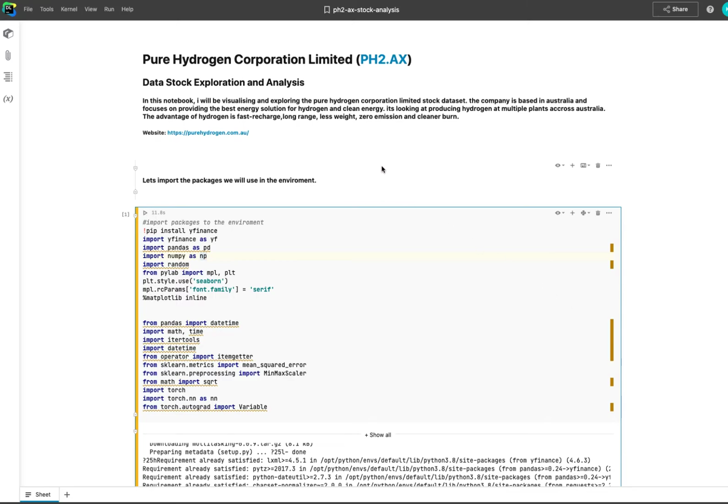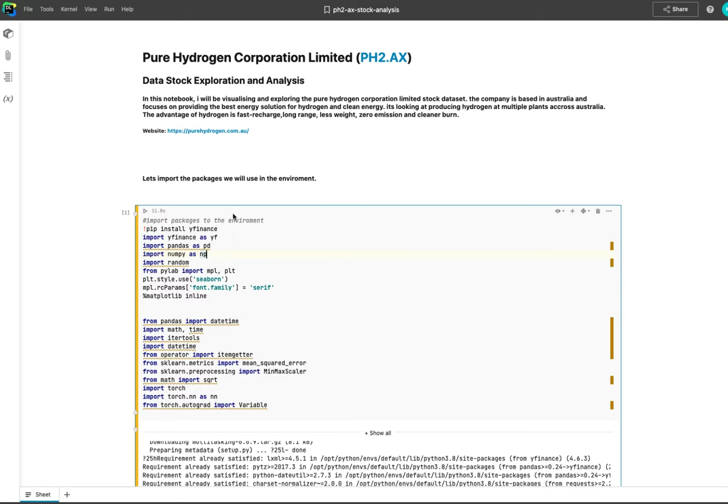So I decided to make a notebook and explore this stock, the Pure Hydrogen Corporation Limited, and I found really awesome information. Okay, so this stock is based in Australia, and it focuses on providing an awesome solution for hydrogen and clean energy. It's looking to produce hydrogen plants all across Australia. And the advantage of hydrogen is that it's fast recharged, long range, weight loss, zero emission, and cleaner burn.